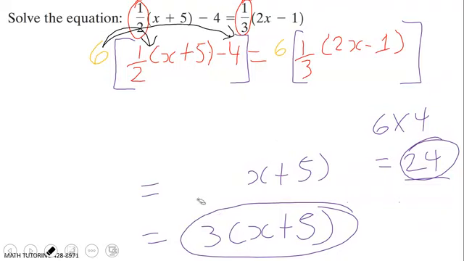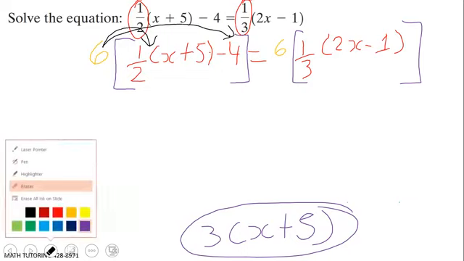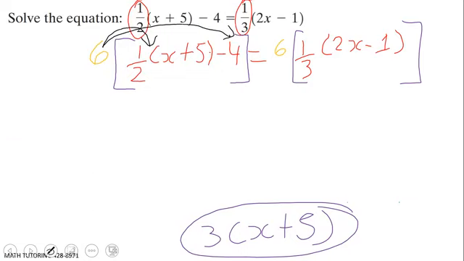And notice, that's very important. Once we are finished multiplying by the 6, there are no more fractions. Let me show you. And that was our goal. We wanted to get rid of the fractions. So the 6 times the half gives us 3, open bracket x plus 5, minus 6 times 4, which is 24. You see that?